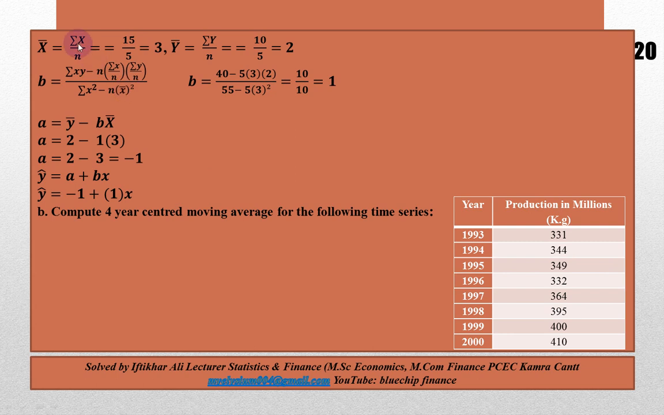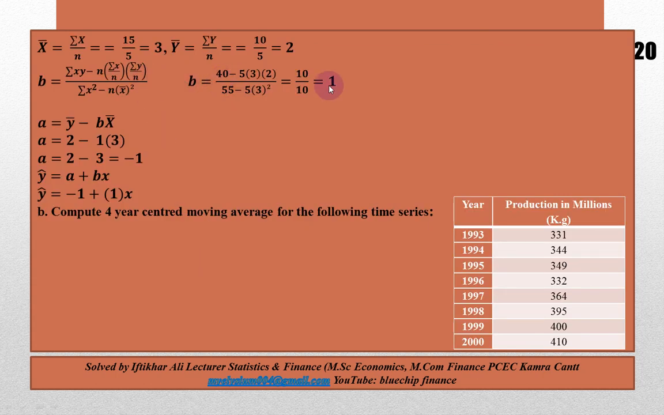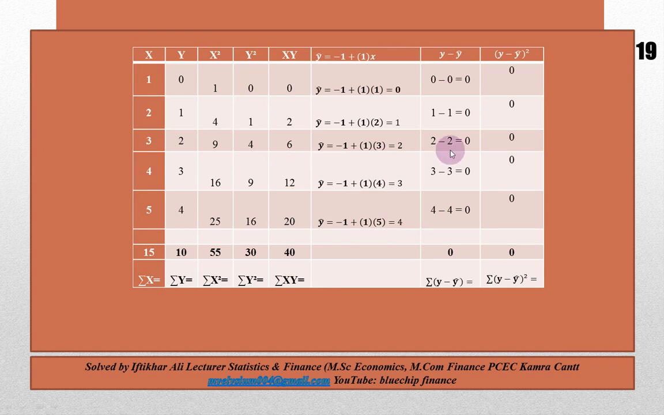So x bar equals to 3, y bar equals to 2, and sum of xy equals to 40, and sum of x square equals to 55. So after putting the values into the formula, beta will be 1, and now we will put the value of beta into this equation, and y bar and x bar, alpha will be minus 1. So this is the equation, y hat equals to minus 1 plus 1 x, and now one by one we will put the value of x into this equation.